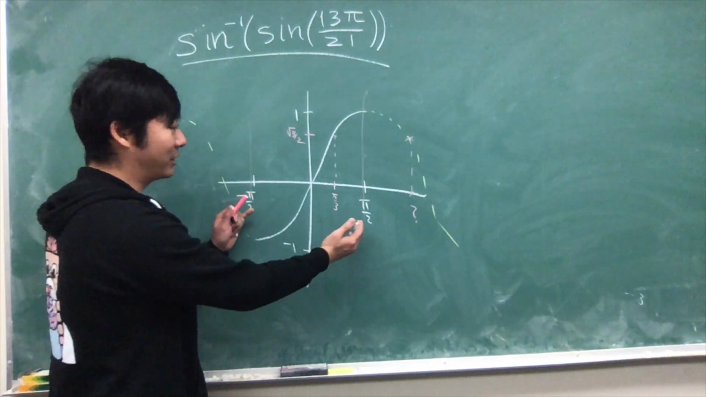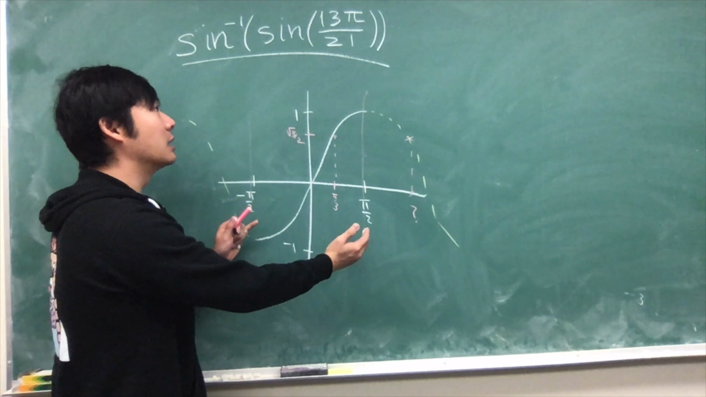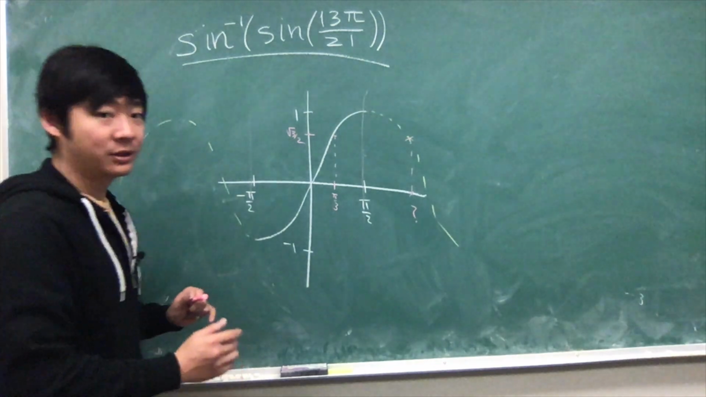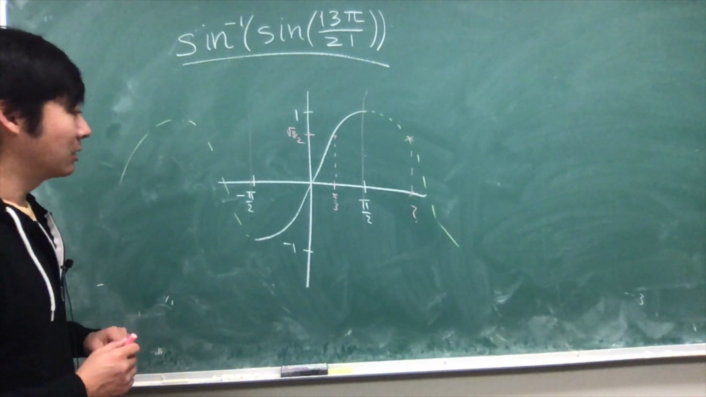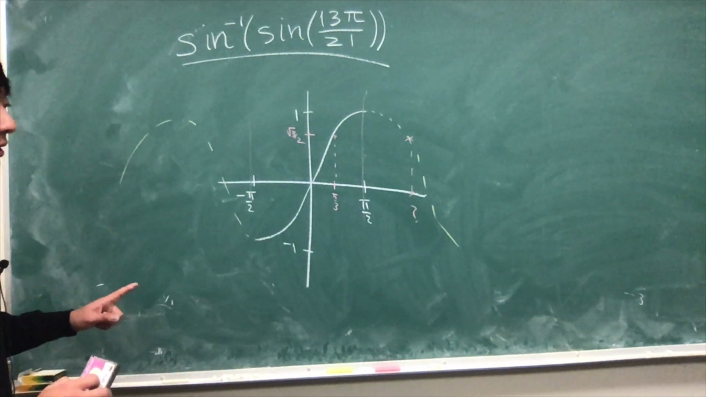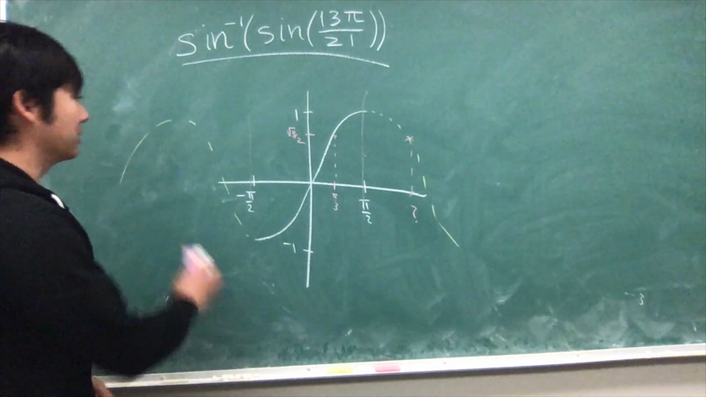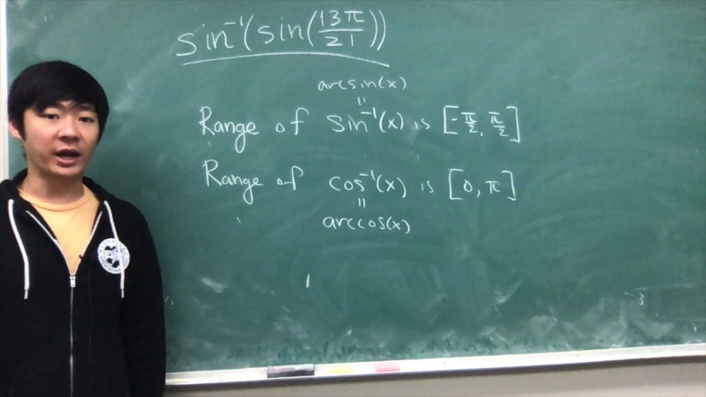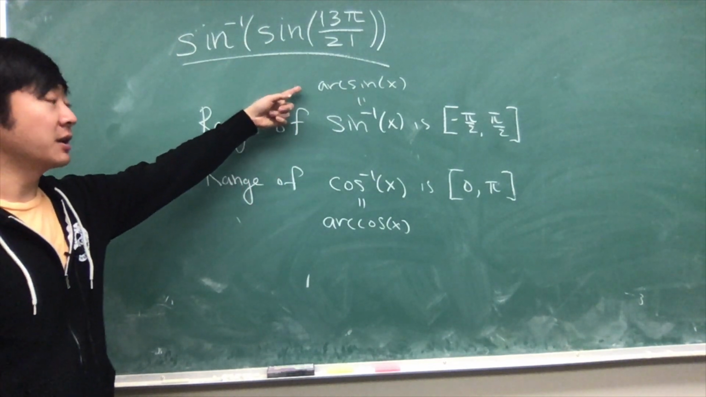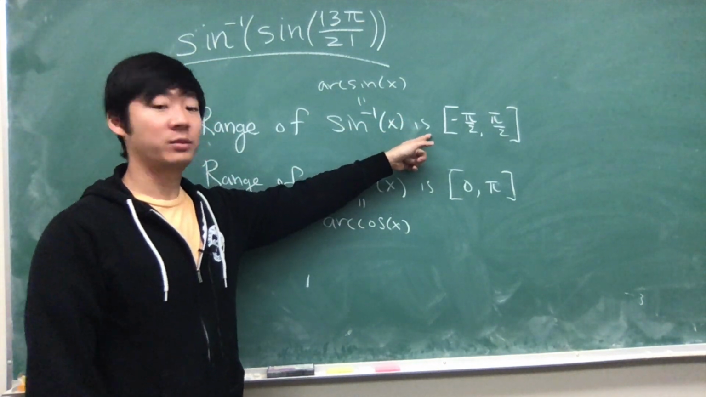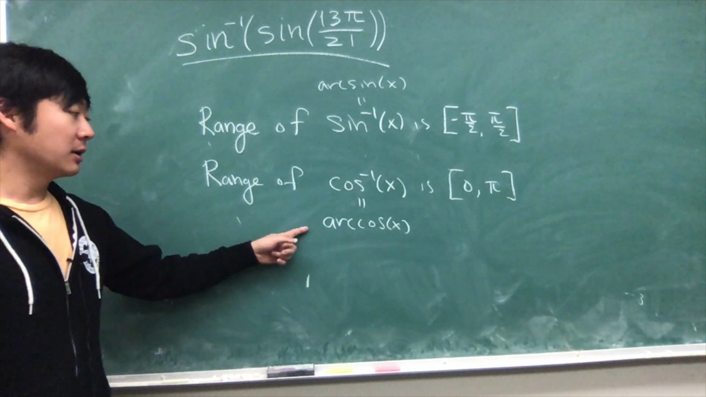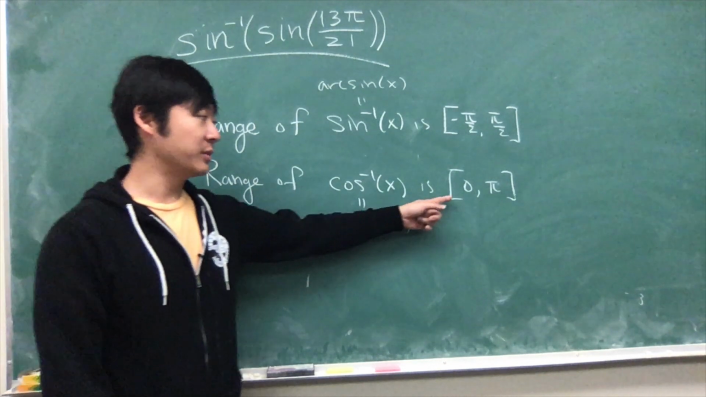So we want to make sure that the range of the inverse sine function is from negative pi over 2 to pi over 2. And for similar reasons, the range for cosine is going to be from 0 to pi, not negative pi over 2 to pi over 2. So to summarize, the range of inverse sine, which sometimes is written as arc sine, is negative pi over 2 to pi over 2. And the range of inverse cosine, sometimes written as arc cosine, is from 0 to pi.